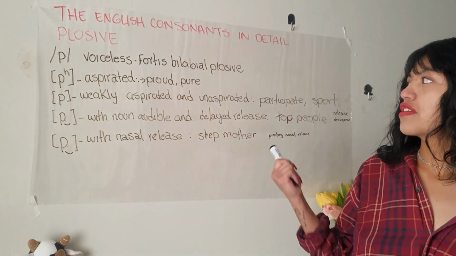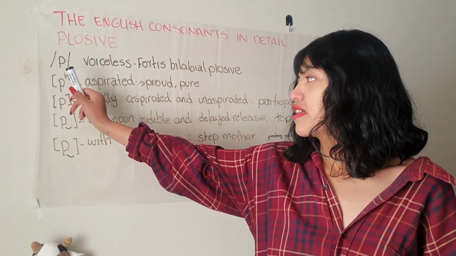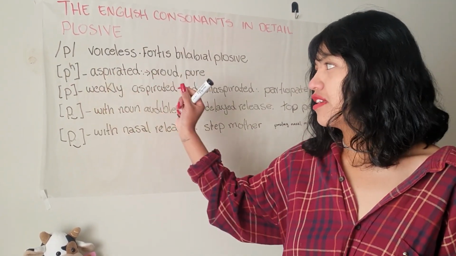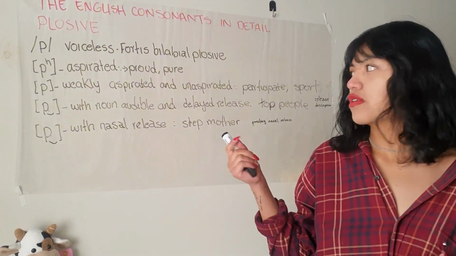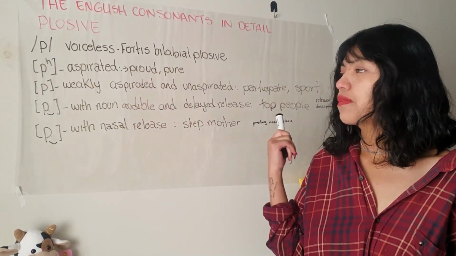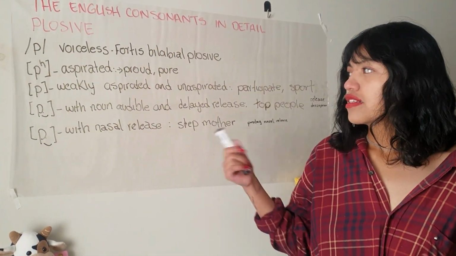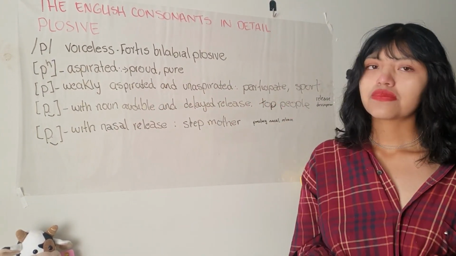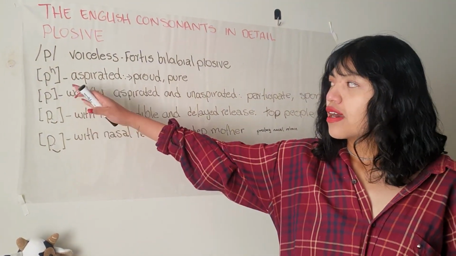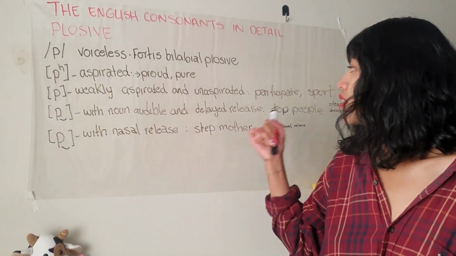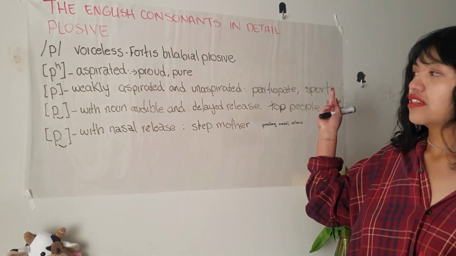First, we have the voiceless fortis bilabial plosive, and it has 4 allophones. The first one has the diacritic, it's like a little h, a small h. This is because we need to produce a little aspiration in some words, like in proud, pure. The next one is weakly aspirated. It's similar to the first one, but we use this when the aspiration is weak, so it doesn't have a diacritic. For example, participate and sport.